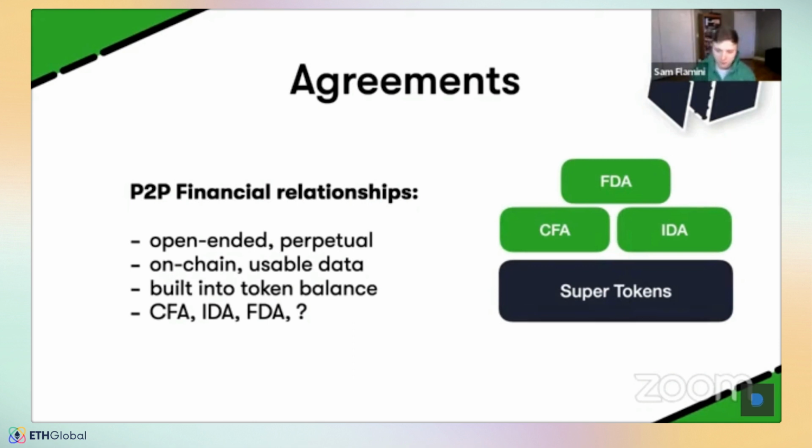So right now I've got the CFA, constant flow agreement, that's for money streaming. The IDA, instant distribution agreement, is for the instant distributions, and FDA is the combination of those two. All these are open-ended, they're perpetual, everything's on-chain, you can use the data. And the logic here of you being able to change balances in these ways is all built into your token balance itself.